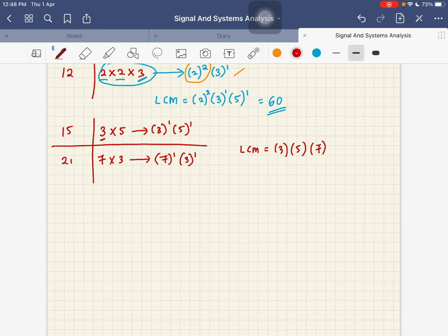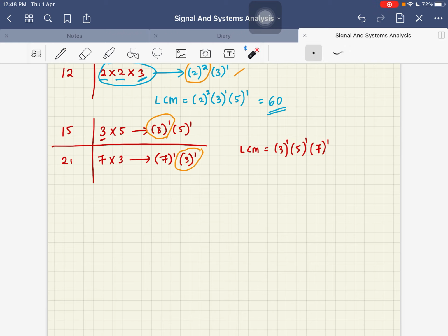So for 3, the highest power is 1 in both cases, right? So here we have 3, the highest power is 1, or the frequency is 1. Here we also have number 3, the frequency is also 1. So for number 3, the frequency is 1. Number 5 also 1, number 7 also 1. So I'm just going to explain.